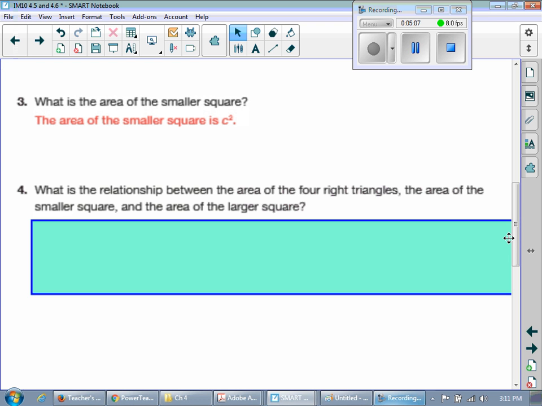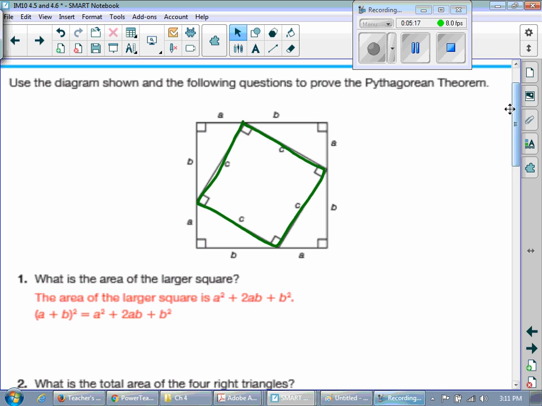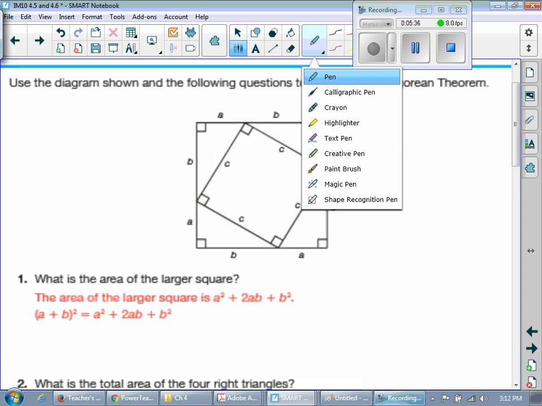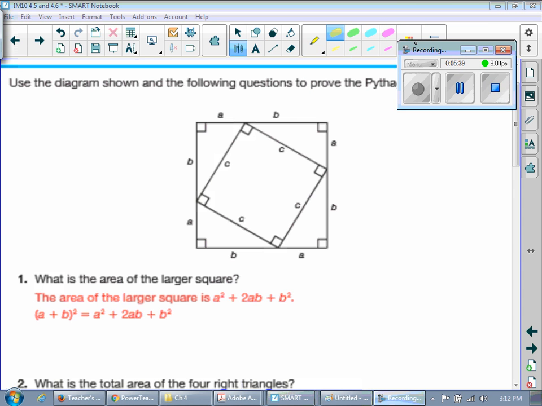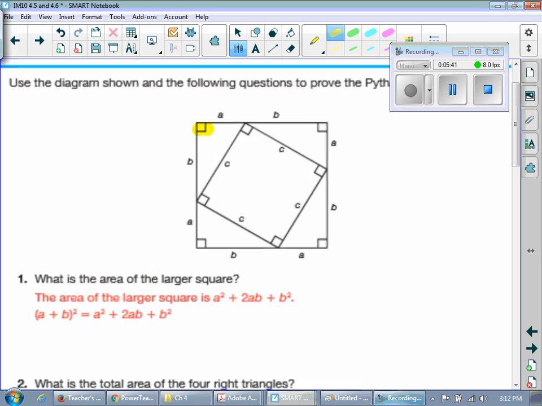Question 4 says, what is the relationship between the area of the 4 right triangles, the area of the smaller square, and the area of the larger square? Okay, so let's look back at our picture up here. It says, what is the relationship between the area of the 4 right triangles, the smaller square, and the larger square? You should see that the 4 right triangles, if I can highlight this here, let's use yellow.